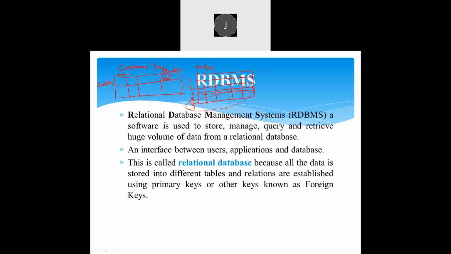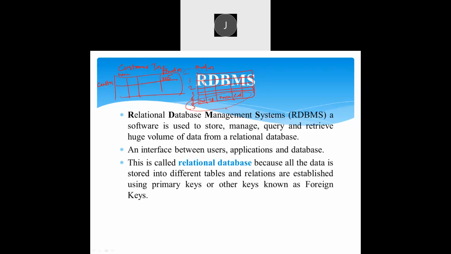I'm not storing customer information and order information together. Order information can have the product name, product ID, the price of the product, and whether it is an edible product or something like that. Those details I can store in a separate table. So how can I relate between these two tables?